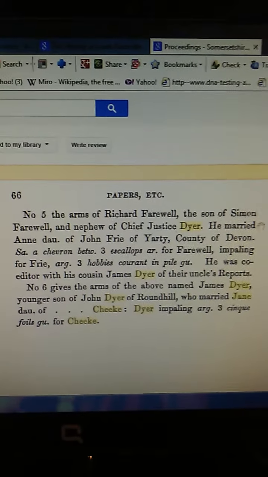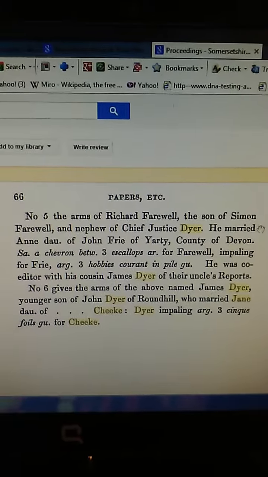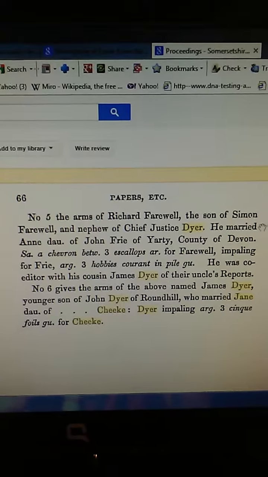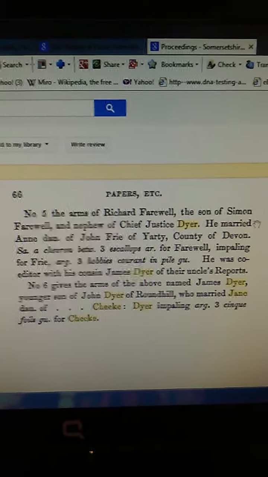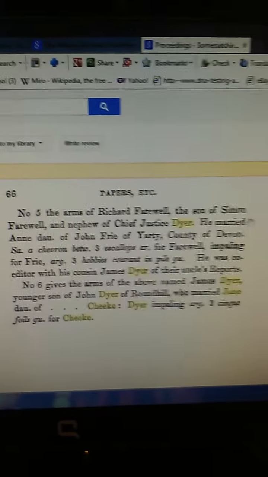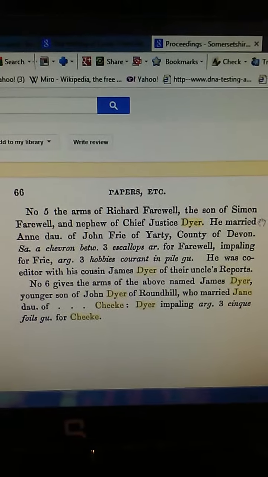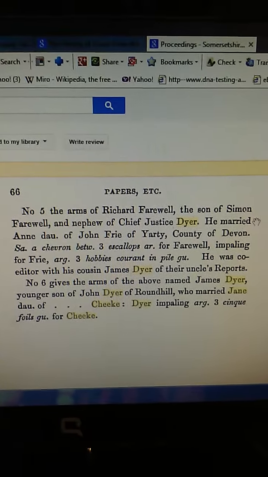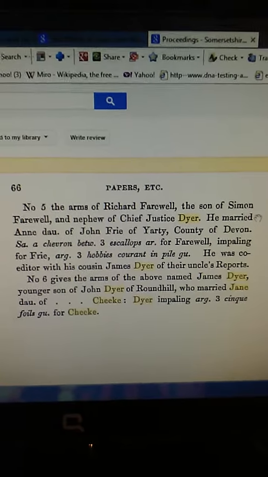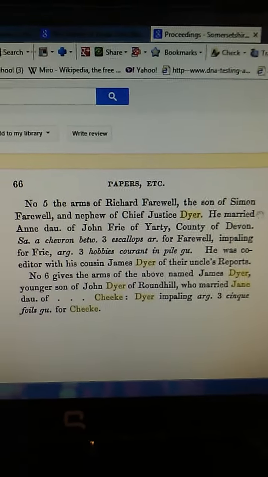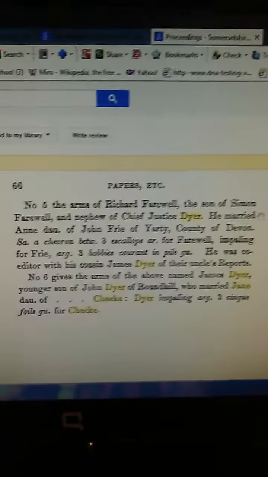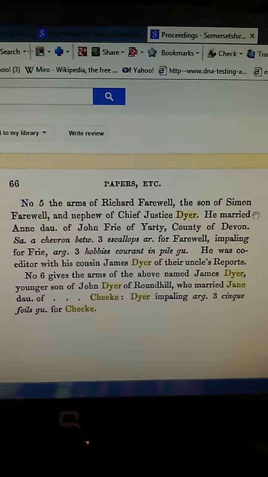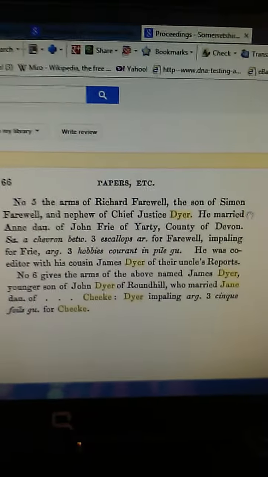Dyer, and then they show an explanation of what their coat of arms looked like. And like I told you a little bit earlier, it was like a copyright, and you had to pay to have it, and you would derive something from the previous one. And what it's saying is that the Dyer coat of arms was impaling argent, which is the silver in the background, and then three cinquefoils gul, red.